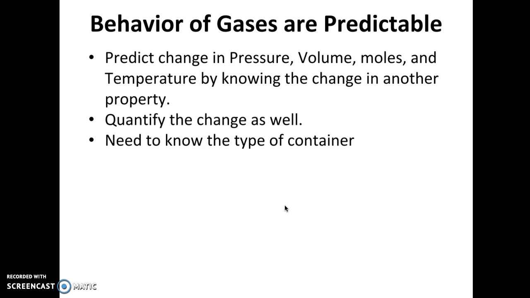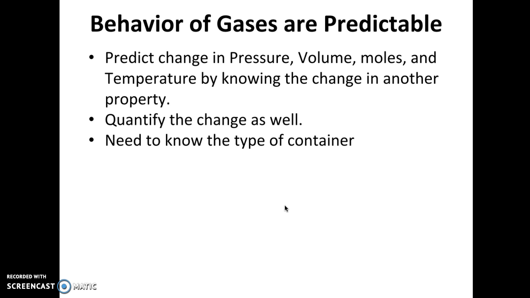Okay, so now let's go into the meat of this presentation, which is knowing that the behavior of gases is predictable, meaning that you can predict the changes in pressure, volume, moles, and temperature by knowing the change in another property. And you can quantify those changes as well. However, before you do that, you do need to know the type of container. I'll just make a real quick note, though.